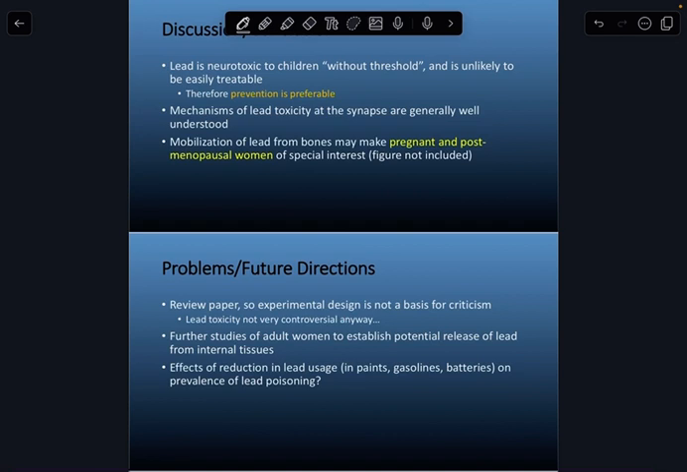Again, since this paper was written in 1990, it's been 34 years. I'm sure there have been significant reductions in environmental lead. And hopefully, the situation is looking better now than it did in 1990. All right, so that is the Silvergeld paper.